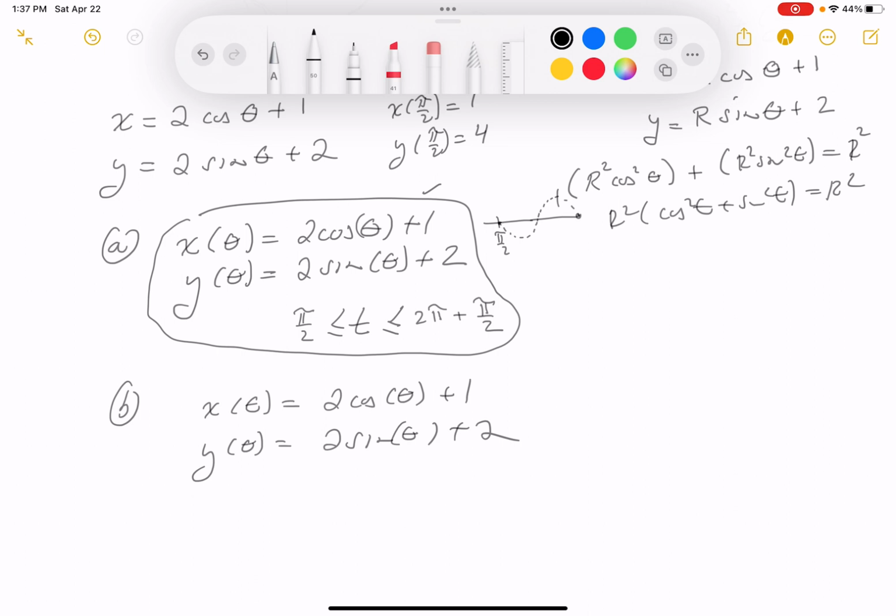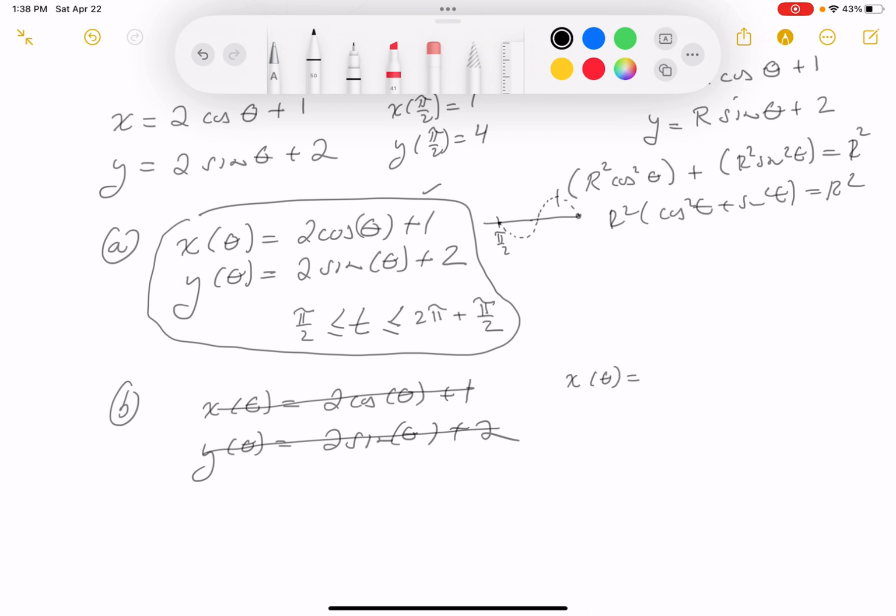And I have to think. And that does take some thought. So I'm going to cross this out. And I want to go in the other direction. And I'm going to say it has something to do with minus theta now, because I want it to go in the opposite direction.